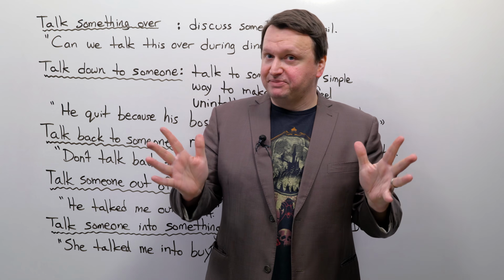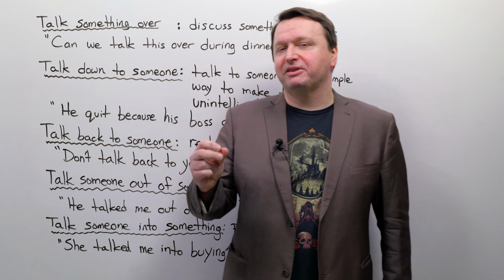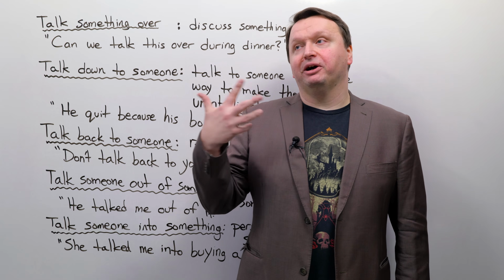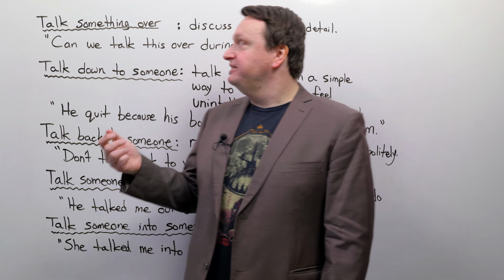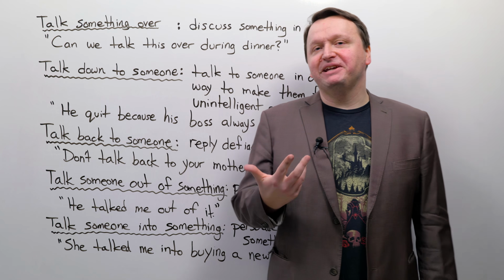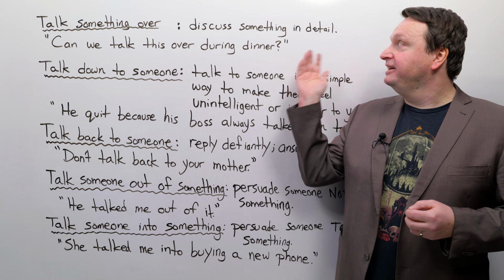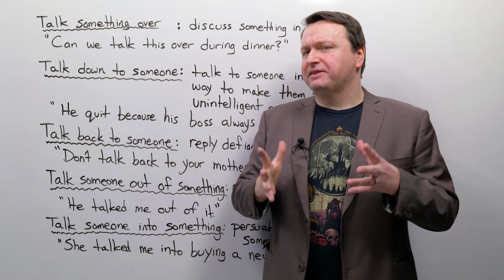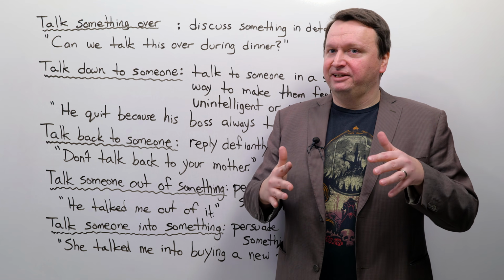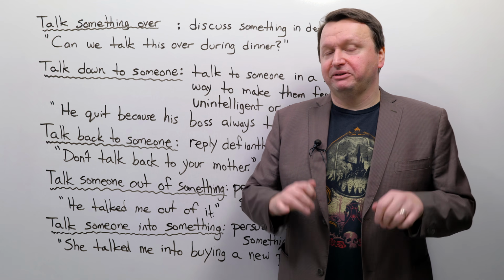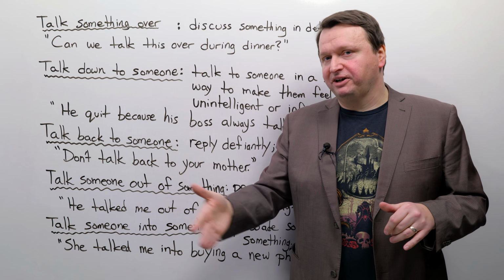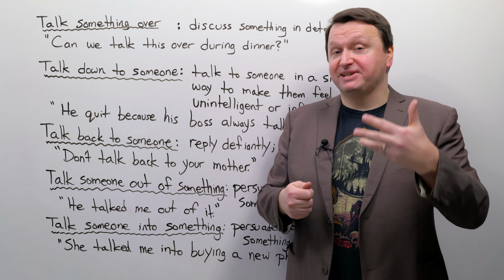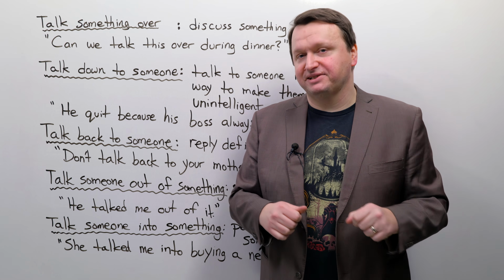So let's begin with talk something over. You can also talk over something, like talk over a plan, for example. To talk over something simply means to discuss something in detail. For example, can we talk this over during dinner? Like, I don't want to talk about it right now. Can we talk it over? Can we go into detail? Can we spend some time really discussing it?